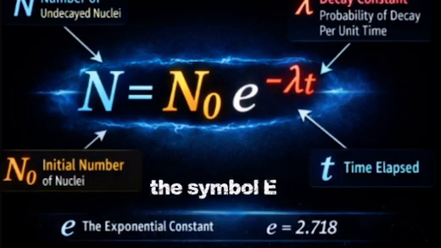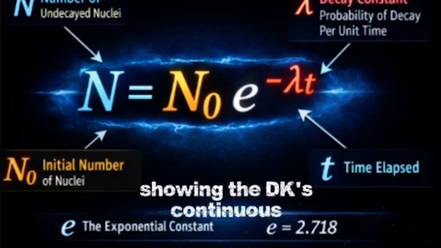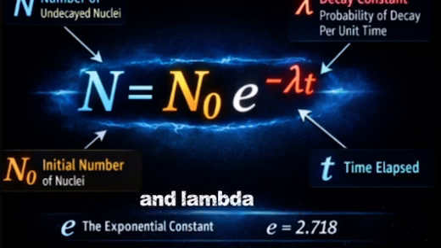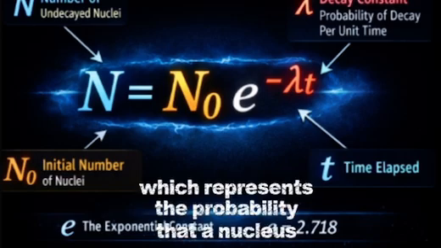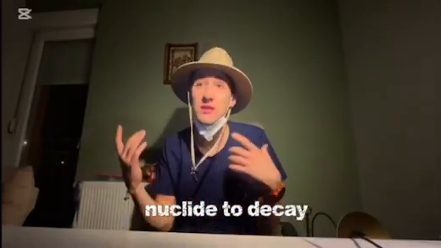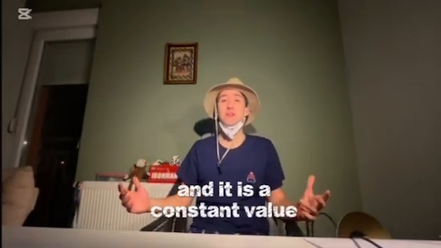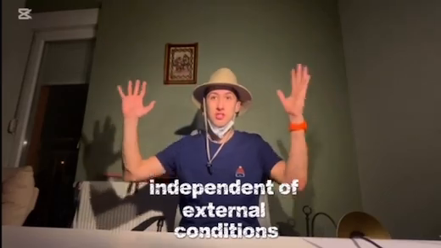The symbol e is the exponential constant, showing the decay is a continuous process, and lambda is the decay constant, which represents the probability that a nucleus will decay per unit time. The half-life is the time taken for half of the radioactive nuclei to decay, and it is a constant value for each isotope, independent of external conditions.